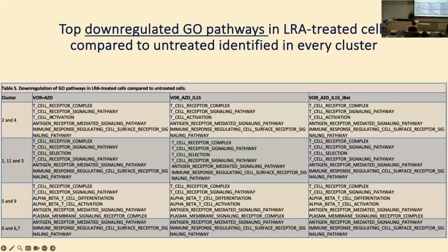T-cell receptor complex, T-cell receptor signaling pathway, T-cell receptor activation. All of it, regardless of which cluster we look at, regardless of which treatment we look at, it's a downregulation of T cells. And as you remember, this is not a single transcript. This is all transcript pathways. We're looking at all of them regardless of the significance. And now here it is. So again, this analysis shows that we have to be very careful with downregulation of T-cell receptors.